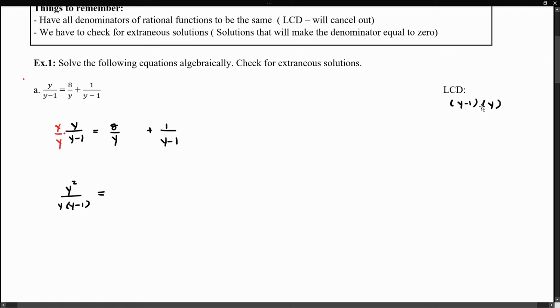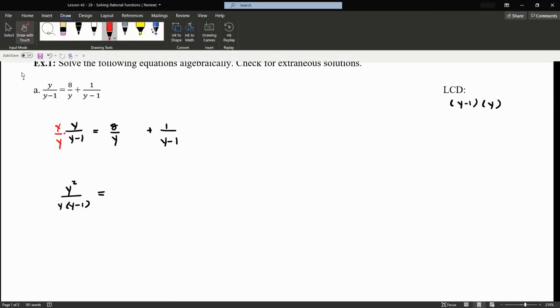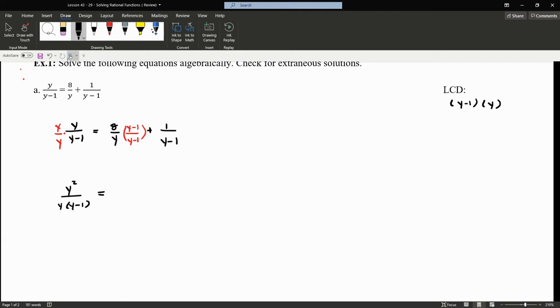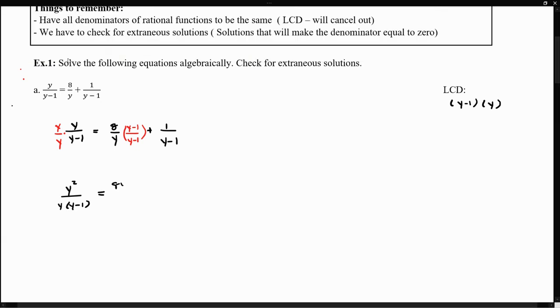And I want to make sure that all denominators have that LCD. So I want to take a look at my second fraction. My second fraction has a denominator of y. What expression am I missing? I'm missing y minus 1. So therefore, I'm going to multiply y minus 1 on the top and y minus 1 on the bottom. If I do that, on the numerator I'm going to have 8y minus 8, because this 8 gets distributed. Now on the denominator, I'm going to have y times y minus 1. Let me just rewrite what's on the top. It was not that clear, but we still have the same 8y minus 8.